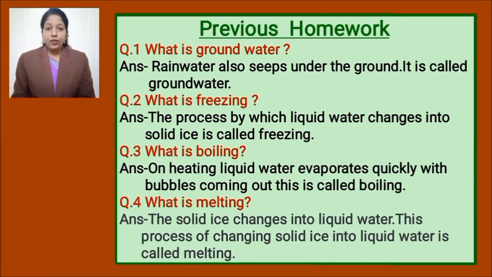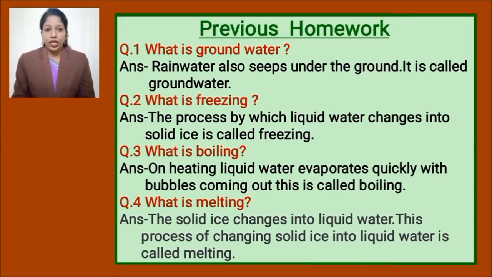Let's check the previous homework, whether you have written all the answers correctly or not. What is groundwater? The answer is, rainwater also seeps under the ground. It is called groundwater. Question number 2. What is freezing? The process by which liquid water changes into solid ice is called freezing.